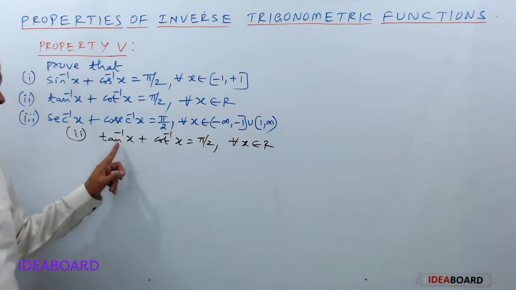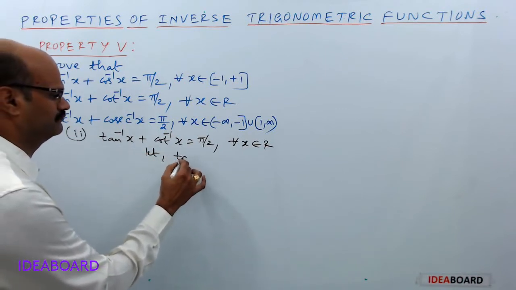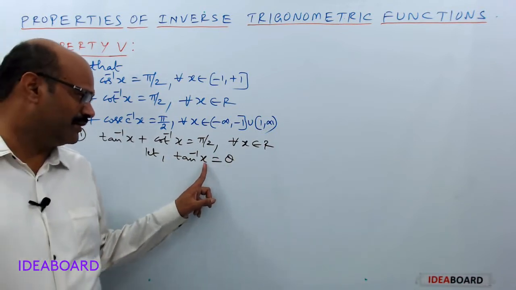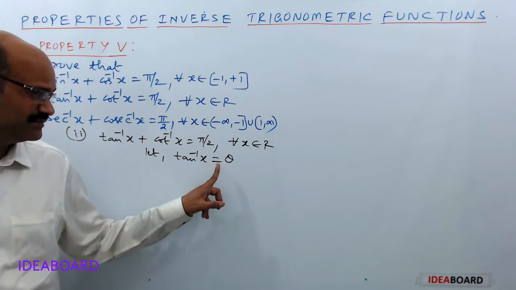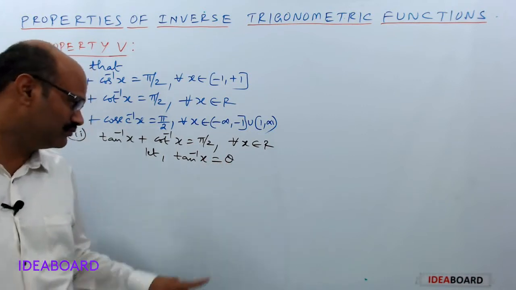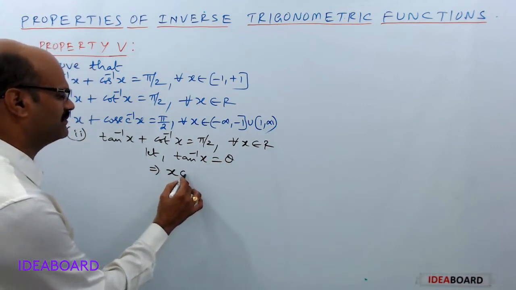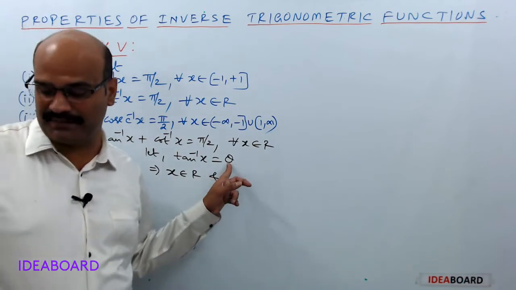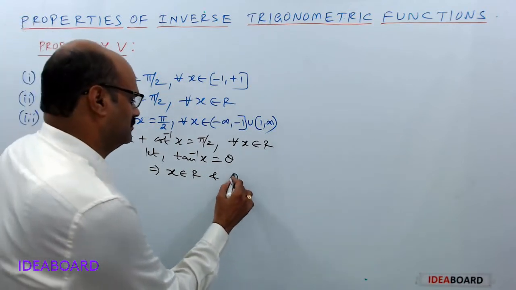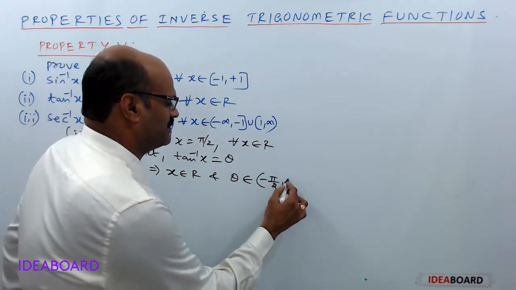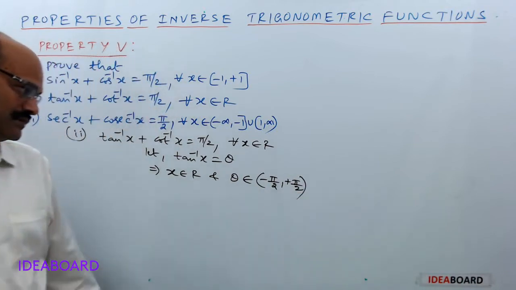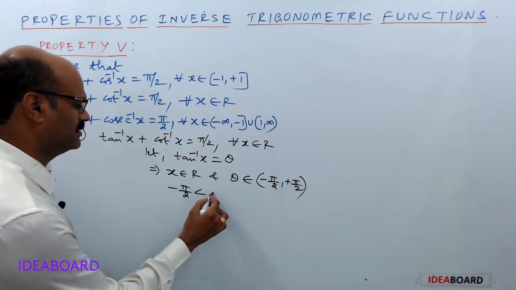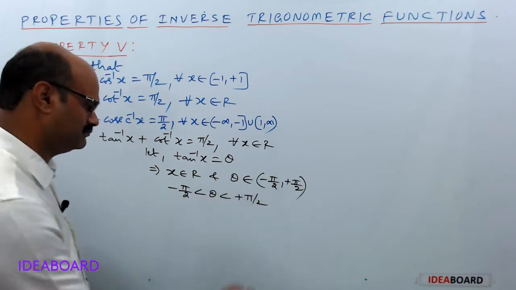Let tan inverse of x equal to theta. We know that the domain means the values of x, and range means the values of theta. Now it implies x belongs to R and theta belongs to the open interval minus pi by 2 to plus pi by 2. So here minus pi by 2 is less than theta less than plus pi by 2.